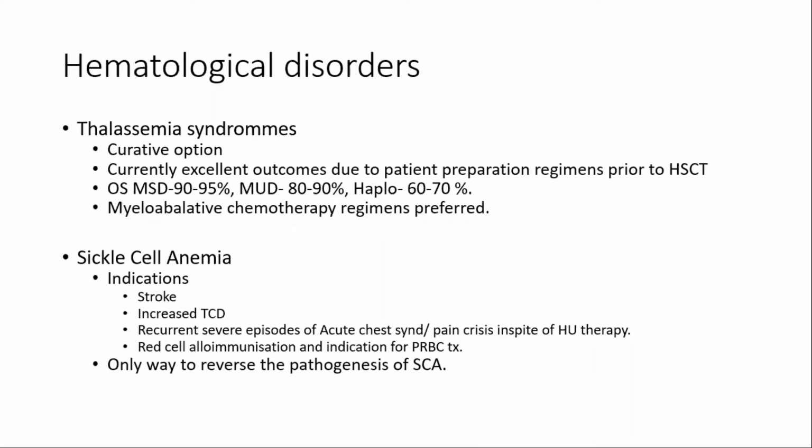It is the only curative option currently, and outcomes are excellent, like around 90 to 95% in sibling transplants and 80 to 90% unrelated, and around 60 to 70% in a haploidentical transplant. And generally in thalassemia, myeloablative conditioning is preferred, and it can be used in sickle, especially if the patient has any stroke or increased transcranial Doppler or severe crisis and recurrent severe crisis.